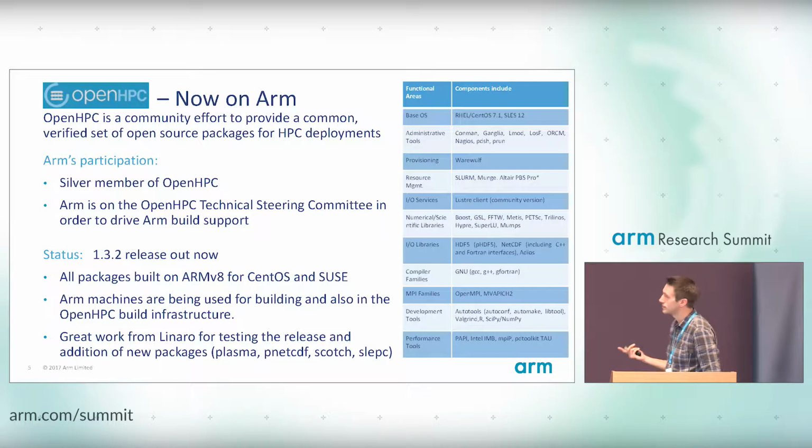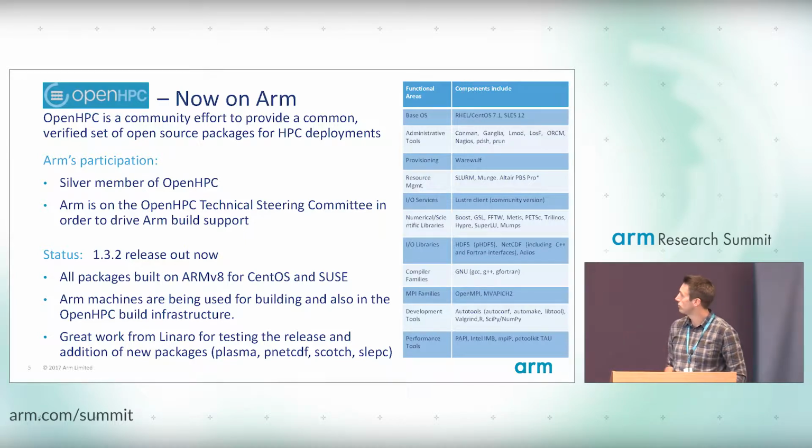The first thing I want to update you on is OpenHPC. OpenHPC is a community-driven development to provide a set of standardized, built, and tested packages for HPC. HPC has some very specific requirements above and beyond what you would normally get in your Linux distribution, so OpenHPC provides pre-built RPMs for all of those common packages. We've had ARM support there for a while now.